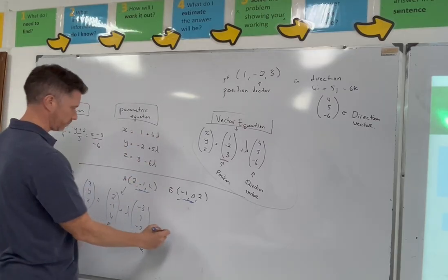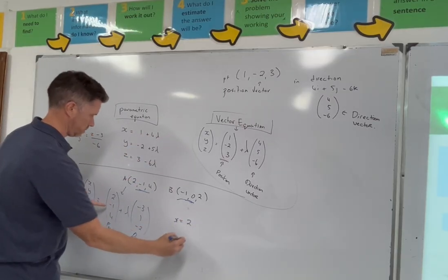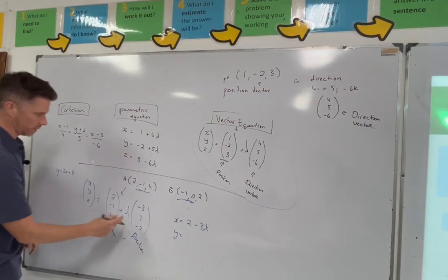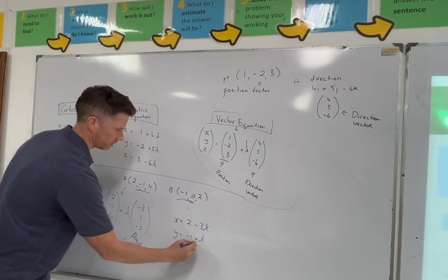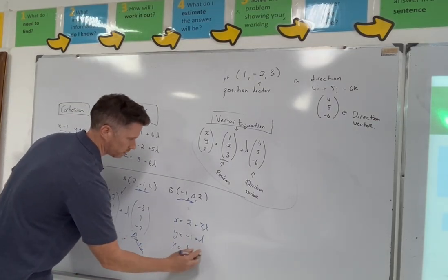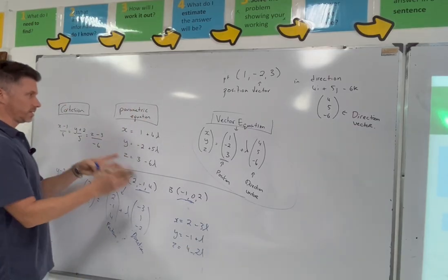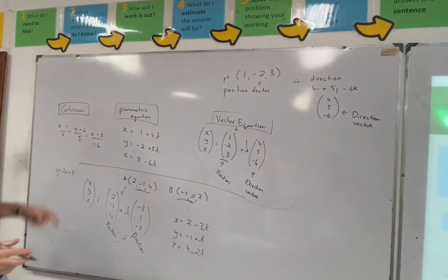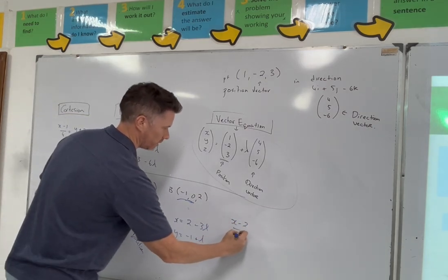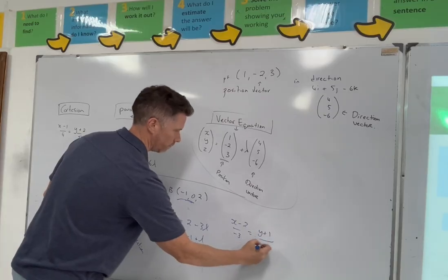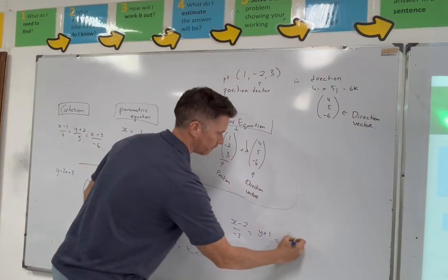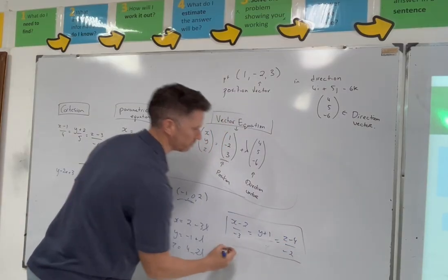So let's put it in parametric form. X is 2 minus 3 lambda. Y is -1 plus lambda. And z is 4 minus 2 lambda. And then, okay, this is in parametric form. Let's get everything equal to each other because we have something equivalent in each one. X minus 2 over -3 is the same as y plus 1, is the same as z minus 4 over -2. And this is the answer we wanted.